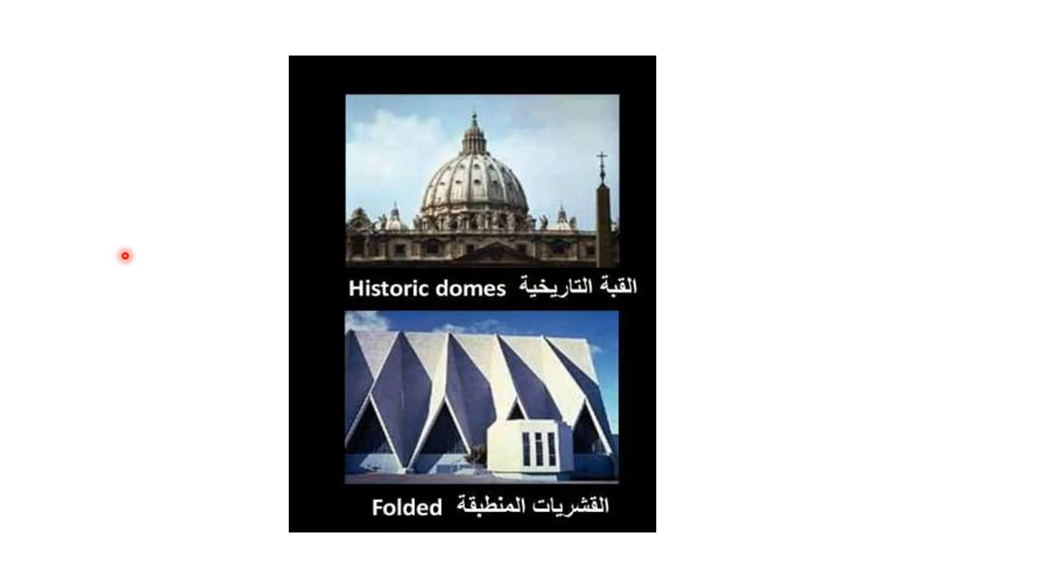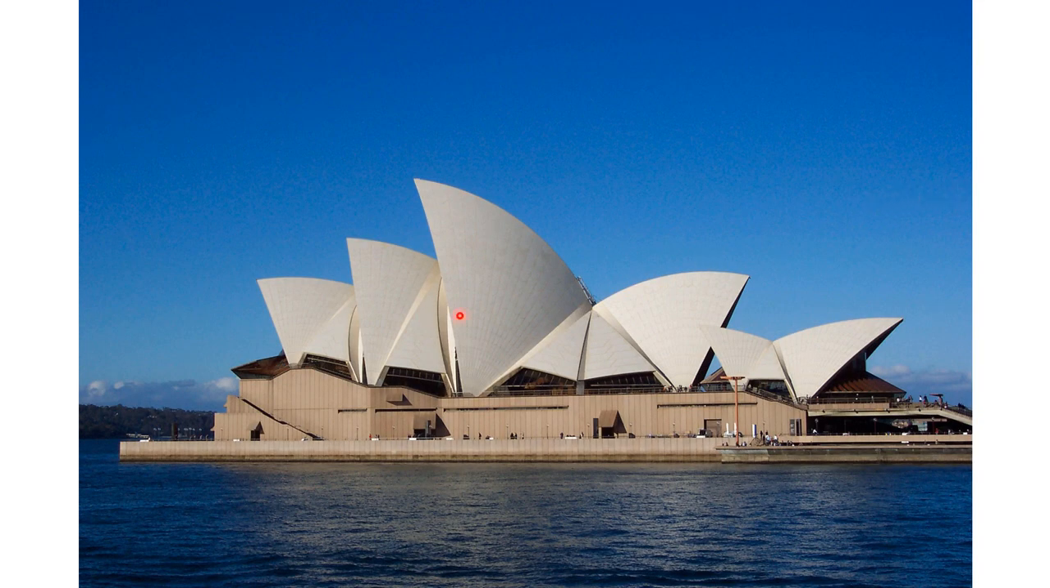Here are historic domes. Here is a folded shell structure. Here is also an example, the Sydney Opera House, that is also a type of shell structure.